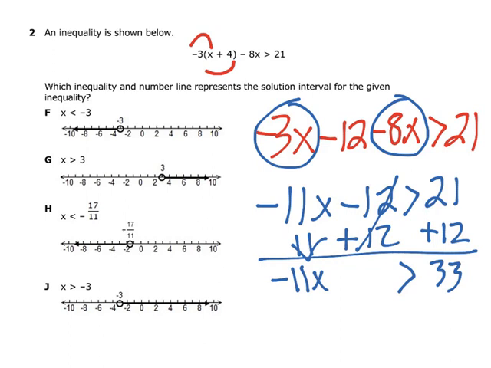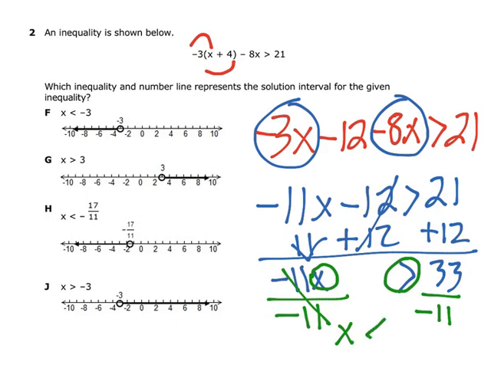In order to get x by itself right here, I have to divide by negative 11. Negative 11 divided by negative 11 is positive 1. That leaves the x by itself, but I divided by a negative number. Okay, so remember what I just said. If you multiply or divide an inequality by a negative number, you have to flip the inequality. So on the left I have x. Now I have to flip this, is less than 33 divided by negative 11 is negative 3.